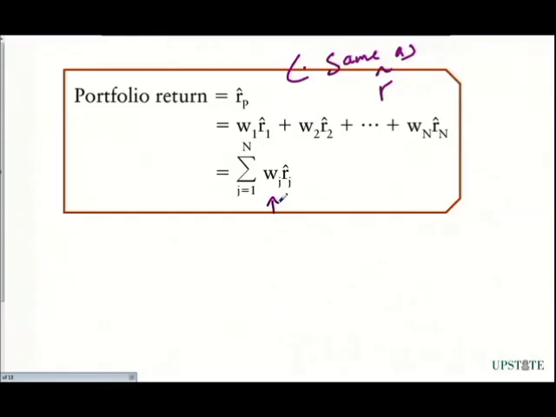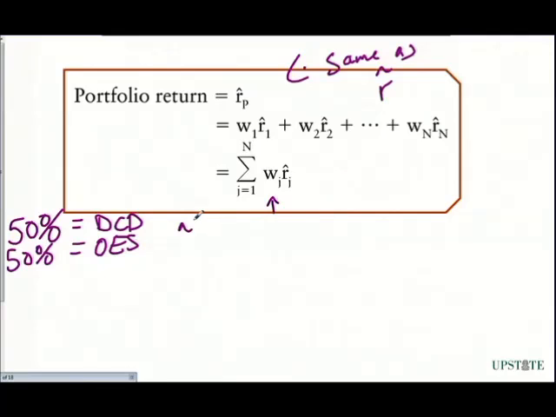Okay? Now, we're just going to say that we have a 50% portfolio. We have 50% of our investment in DeHan Creek Distillery, and then we have the other 50% in Outlier Education Services. Okay? So what we do here is that we have two stocks. So we say N is equal to 2. And so this is, once again, just a weighted return. So it's going to be our weight of 1 times the return on 1 plus the weight on 2 times the return on 2 is going to tell us our expected return on the portfolio.